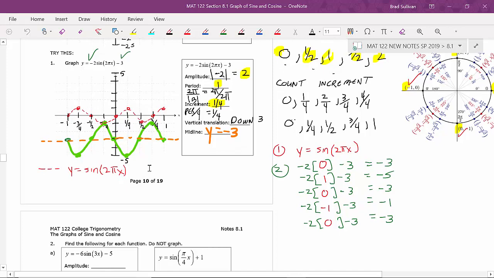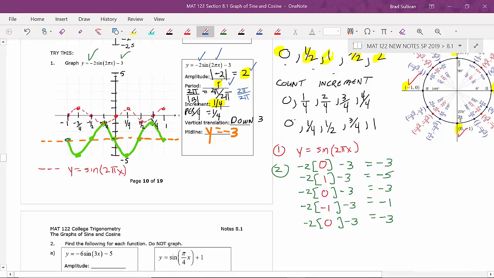Okay, so I'm going to let you check this and see if you did this okay. And I'll talk through this. So let's see. First thing is amplitude. Amplitude is the absolute value of that number, so that's 2. The period is 2 pi over this number, so 2 pi over 2 pi will give you 1. Can't mess up on the period because that'll mess up the increment and it'll mess the whole thing up.